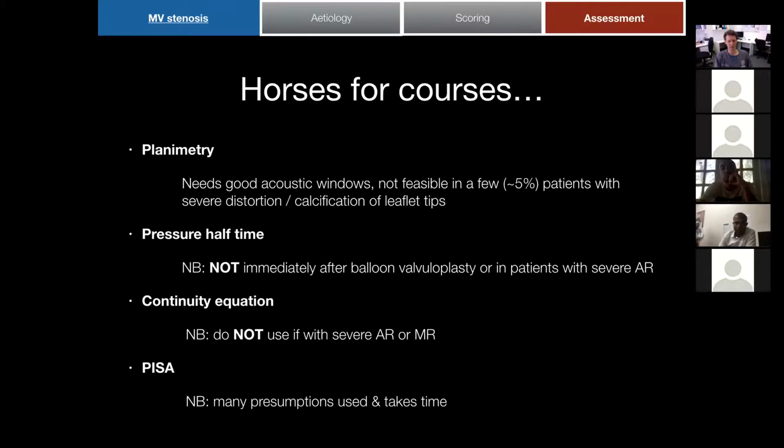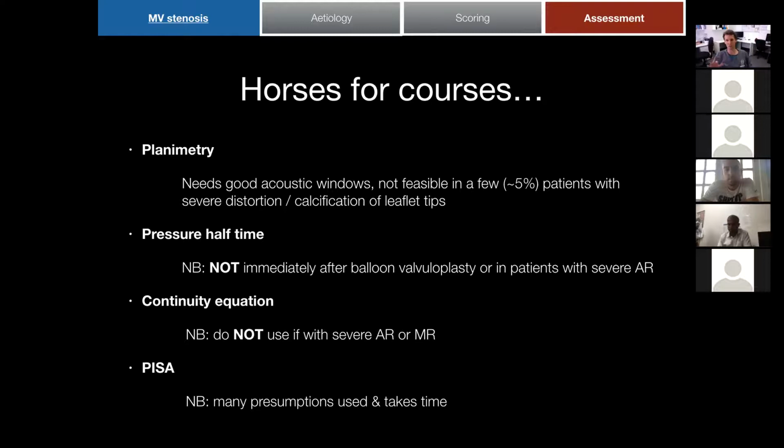And I think this is my last slide. Okay, let's just run over a few things. So on 2D, we got those 2D findings of the thickened valve and hockey stick appearance, the chordae as well, a big left atrium, and a dilated RV which may be functioning badly. We can also use it for planimetry.